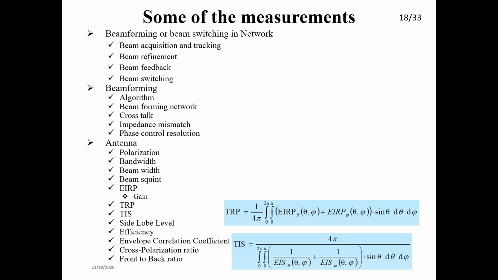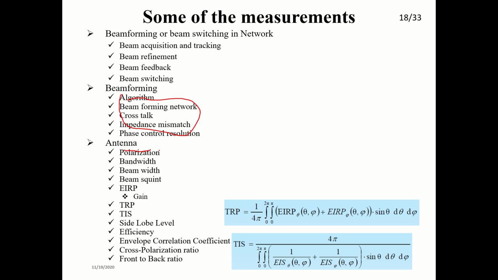Okay, next are some of the measurements. Some of the measurements are beam acquisition tracking, beam refinement, beam feedback, beam switching. These we have discussed already: algorithms, beamforming network and everything. Some of these parameters maybe we can do on the benchtop itself, but some parameters we may not be able to do. We have to do them in OTA itself.